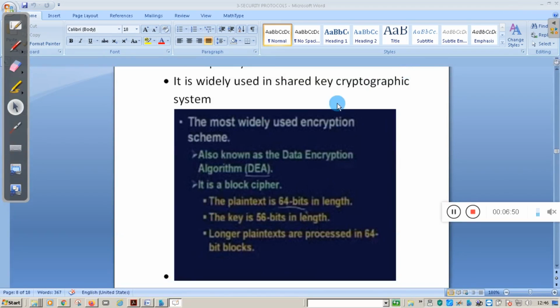So in our case, DES is a block cipher, meaning it will take the data in terms of blocks. The plain text is 64 bits in length here, and the key size is 56 bits in length.